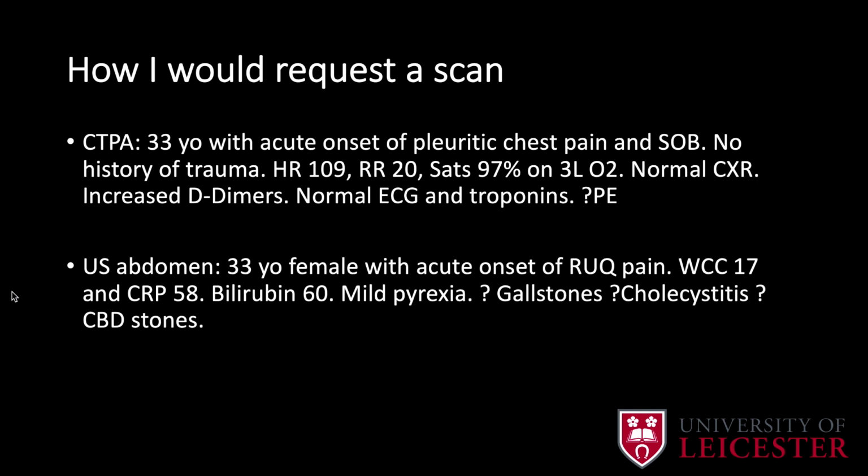CT pulmonary angiogram: young patient, pleuritic chest pain and shortness of breath, no history of trauma, normal chest X-ray, increased heart rate and respiratory rate, the patient is on oxygen. You can provide a Wells score, just say normally I see ECG and troponins and question mark PE, 100% is going to be accepted. Ultrasound abdomen: young female, acute onset right upper quadrant pain and increased inflammatory markers. Bilirubin is high, so you're looking for gallstones and cholecystitis and CBD stones, straightforward.